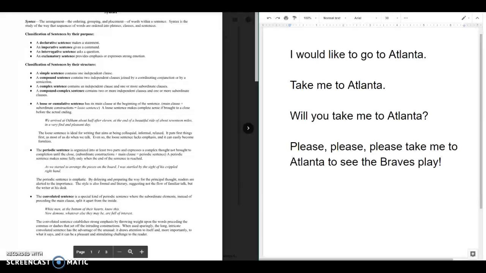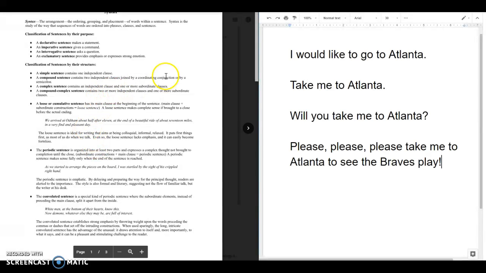A complex sentence has an independent clause that can stand by itself along with a dependent clause or subordinate clause that cannot stand by itself. And then a compound complex sentence is going to have two independent clauses that can stand by themselves, but one of those independent clauses is going to have a subordinate clause or a dependent clause tacked on to the end.